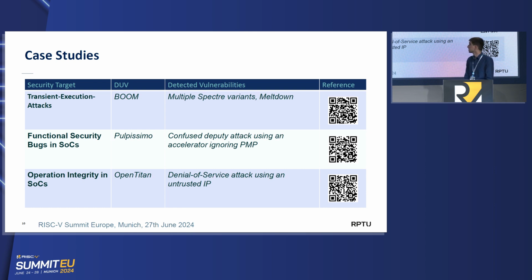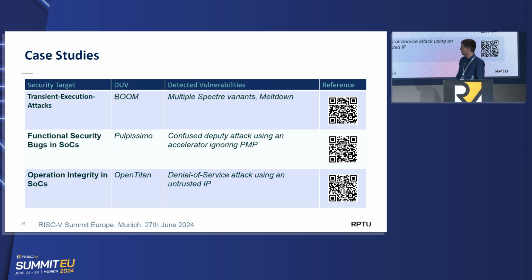to transient execution attacks. But UPEC is not only applicable to cores or functional units. We can also go bigger and target SoCs. So we did experiments on functional security bugs in SoCs, and in this case, it was the PULPissimo SoC. And here we found a confused deputy attack, as mentioned in the talk before, where our core instruments a hardware accelerator to access confidential data, circumvent the PMP, and just put that data to an output port of the SoC.